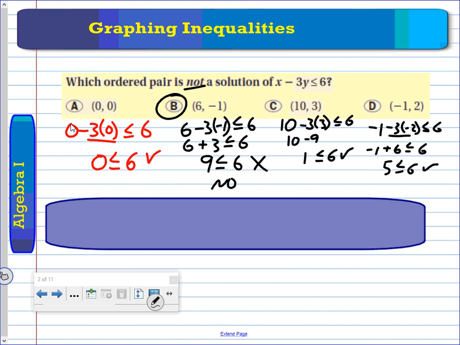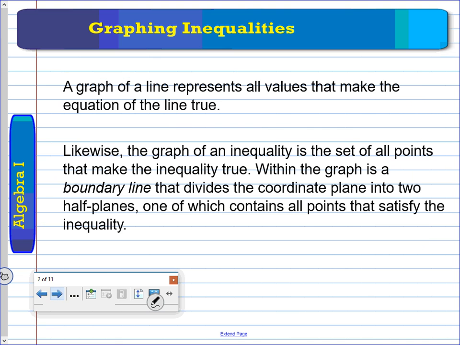Okay? And again, it's not the only solution. Obviously, here are 3 different ordered pairs that are solutions. A, C, and D are all solutions that do work. There are infinitely many solutions that make this true. There are also infinitely many that do not make it true. These are just a sample of those.